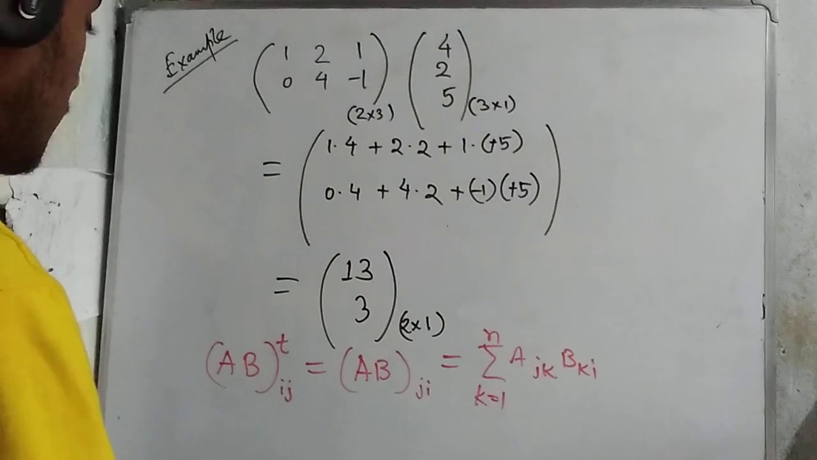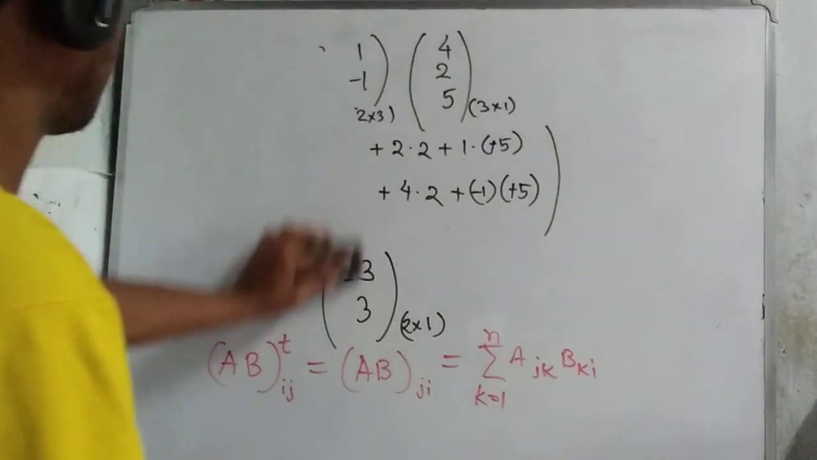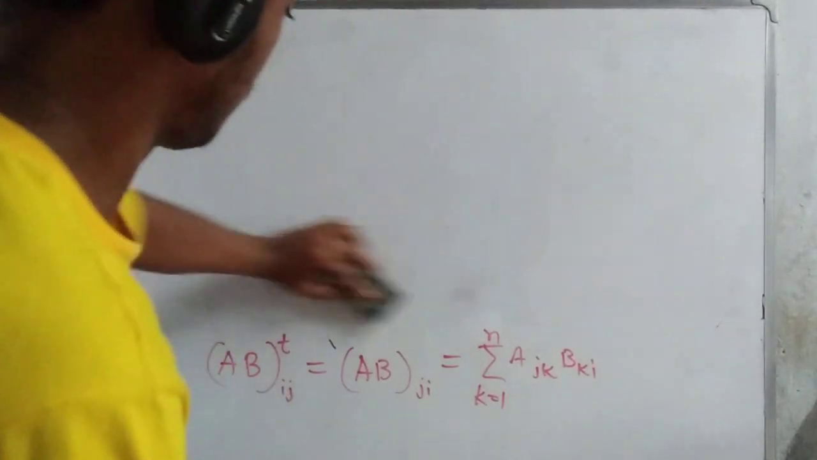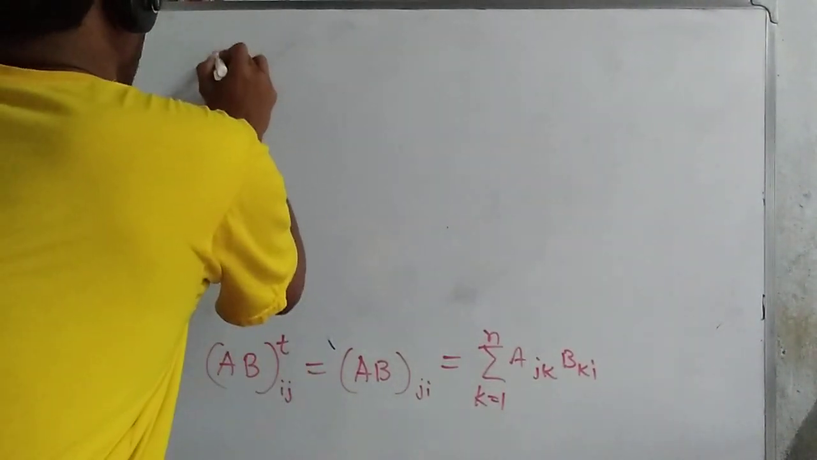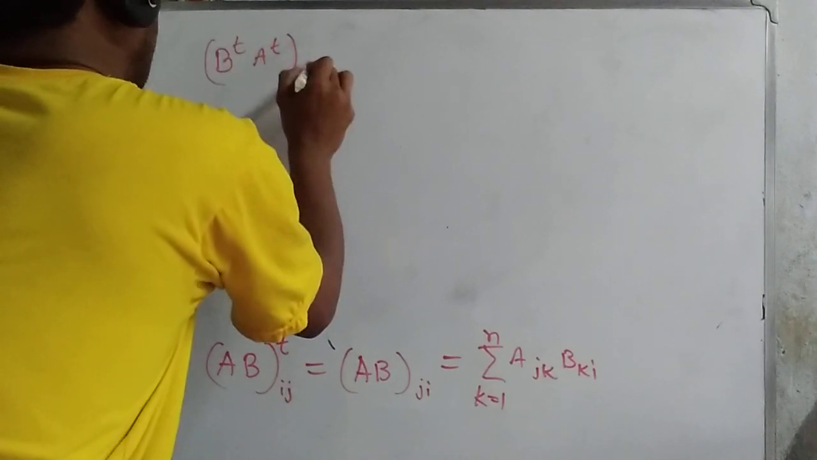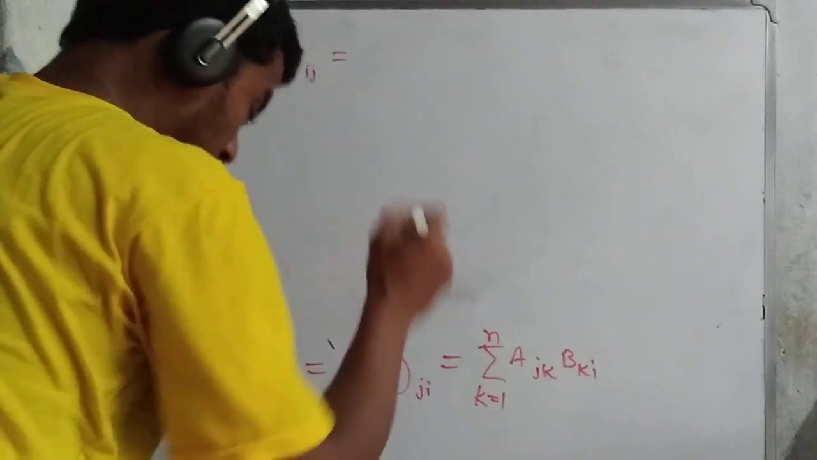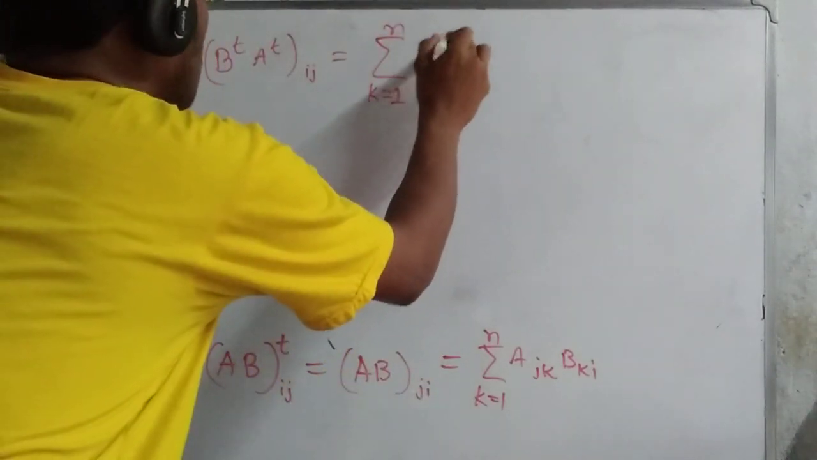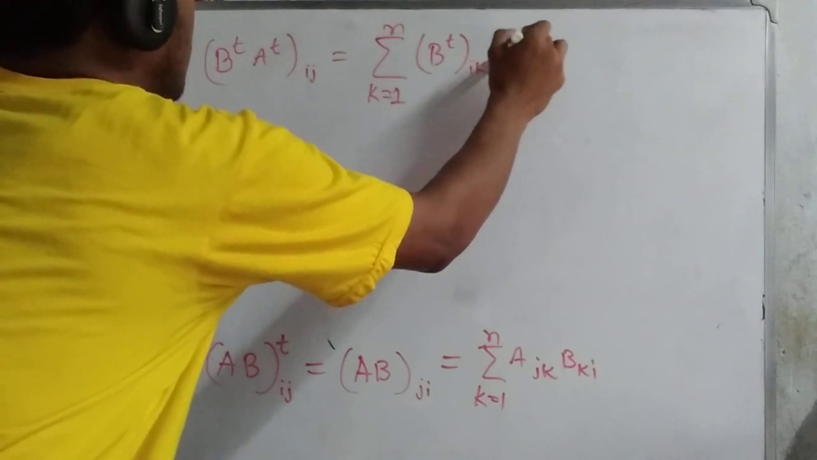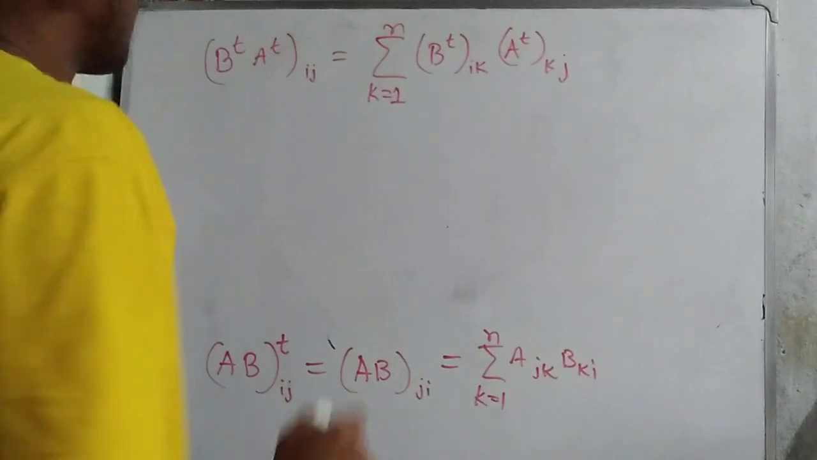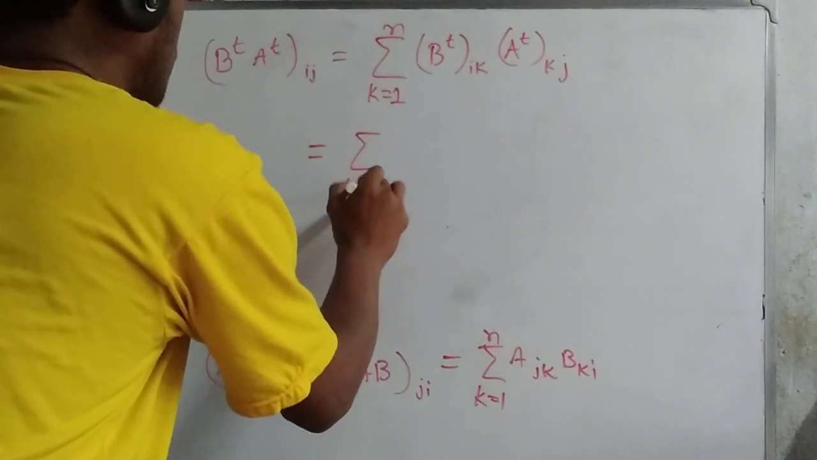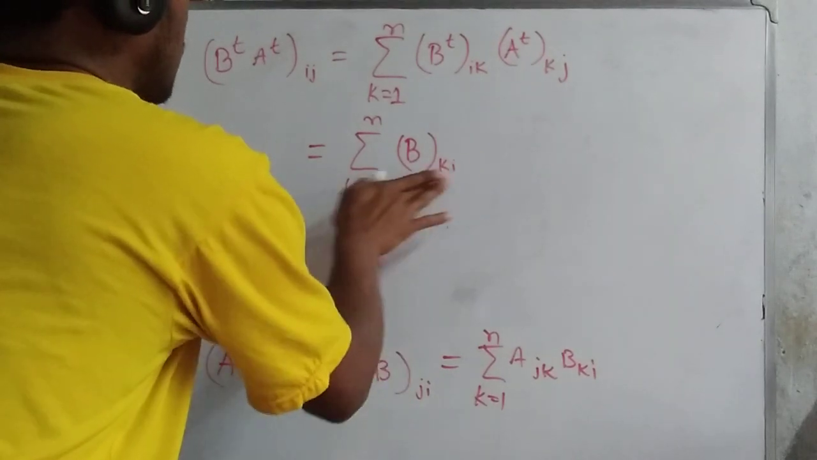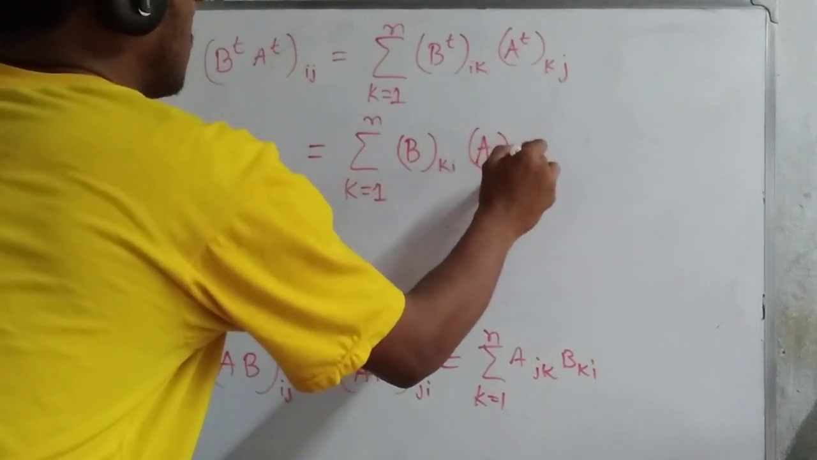This one equal to, we erase our portion and going to discussion of that. Okay, here (B^T A^T)_{ij} equal to what? Equal to summation k equal to 1 to n, (B^T)_{ik} and (A^T)_{kj}. Okay, this implies what? Summation k equal to 1 to n, B_{ki} and A_{jk}.